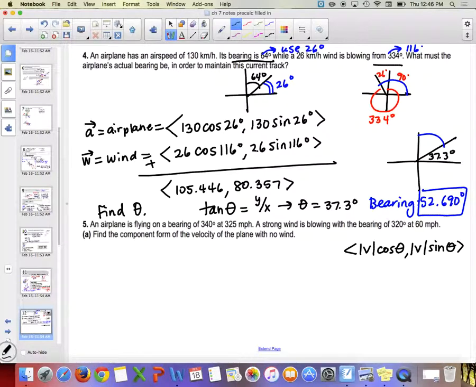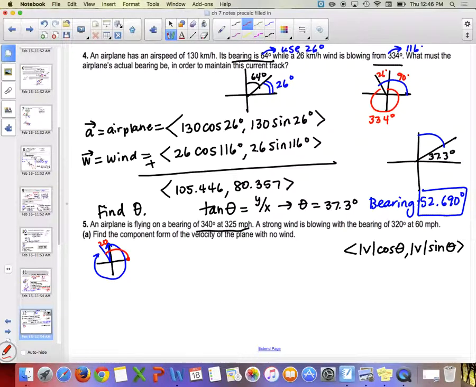So it says an airplane is flying on a bearing of 340 degrees at 325 miles per hour. Now be careful, when we have bearing, that is not a standard angle. So I always draw a little sketch and I think about what 340 degrees was. So if I'm starting here and I'm going around 340 degrees, right, I'm there. That means I have a little 20 degrees right here. So my standard angle would start from the positive x-axis and go counterclockwise back to that vector, okay?